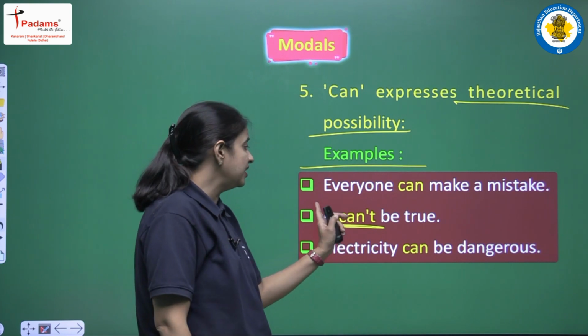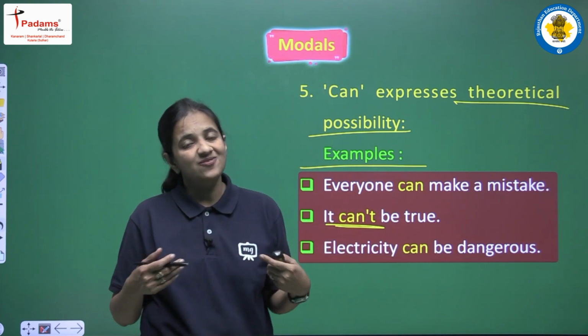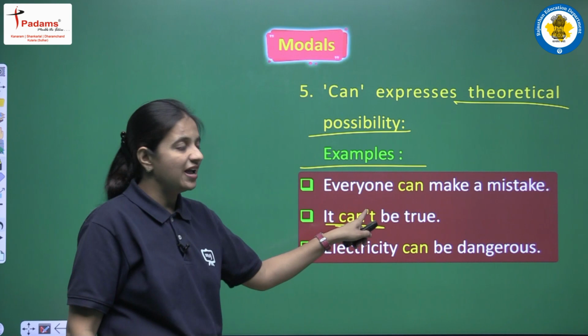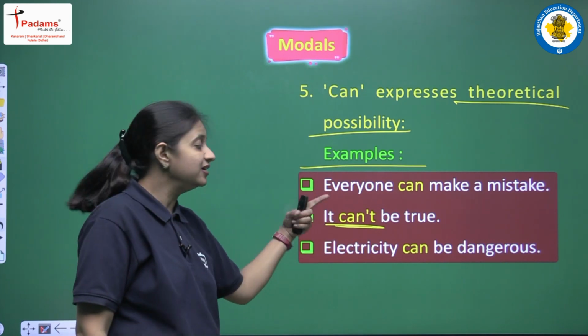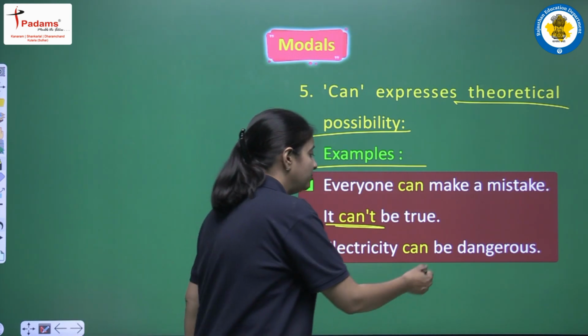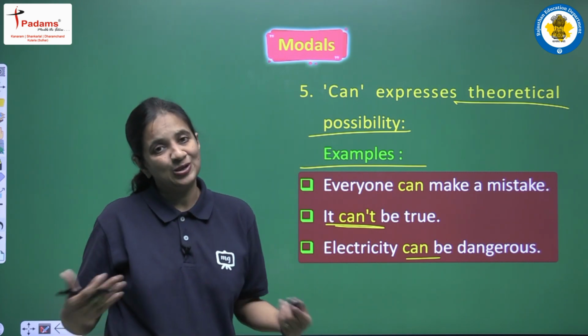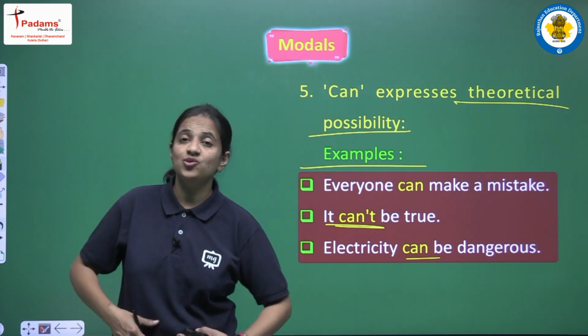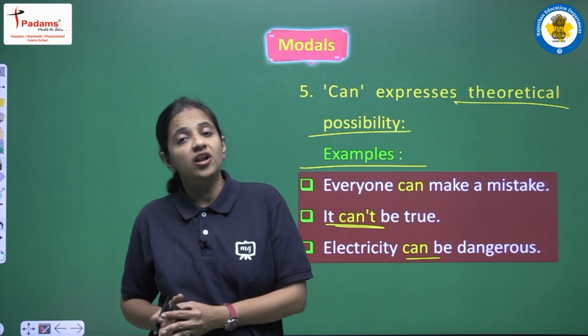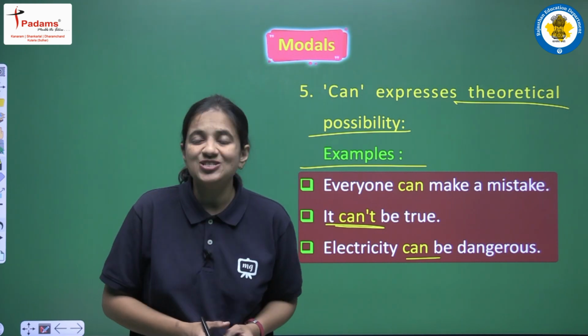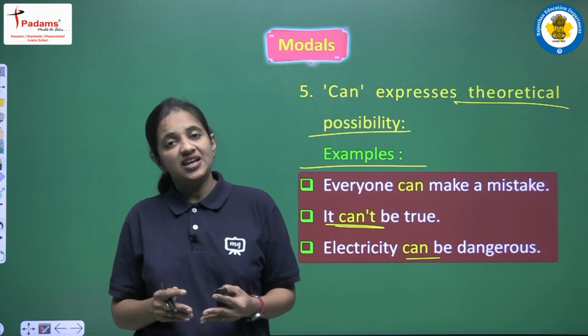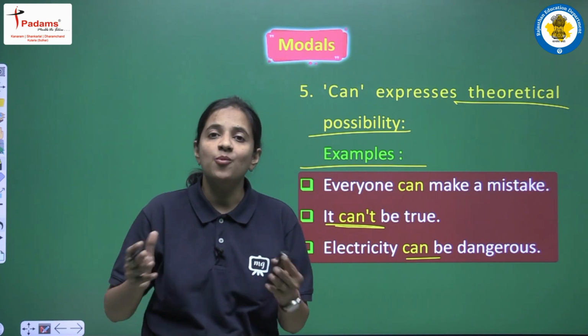Second, it can also be used in a negative form, right? So if we have it can't be true, again we are showing the possibility, and we have can't here. Next is electricity can be dangerous. So again it's a possibility, and yes, it is applicable universally, it is applicable for all, right? So in such cases, to show these possibilities, we can use can as a modal.